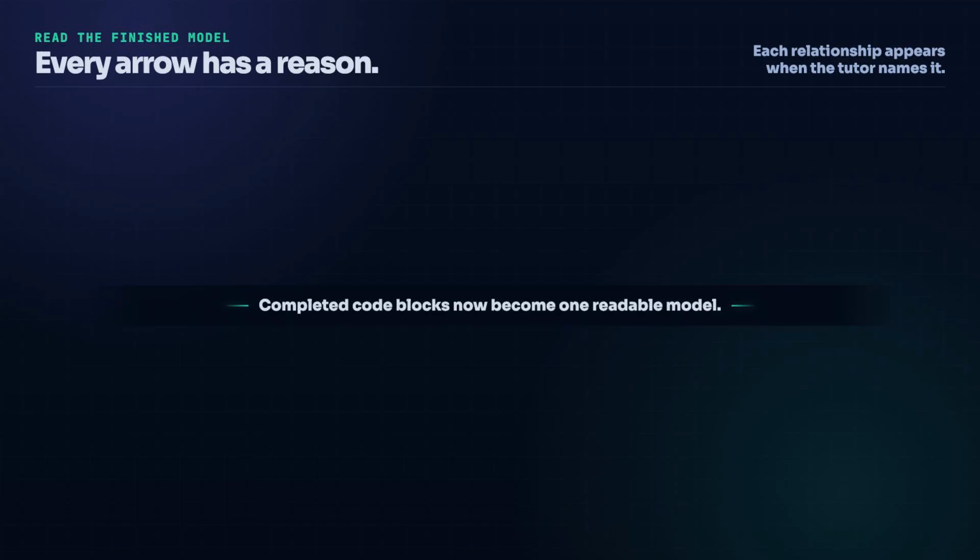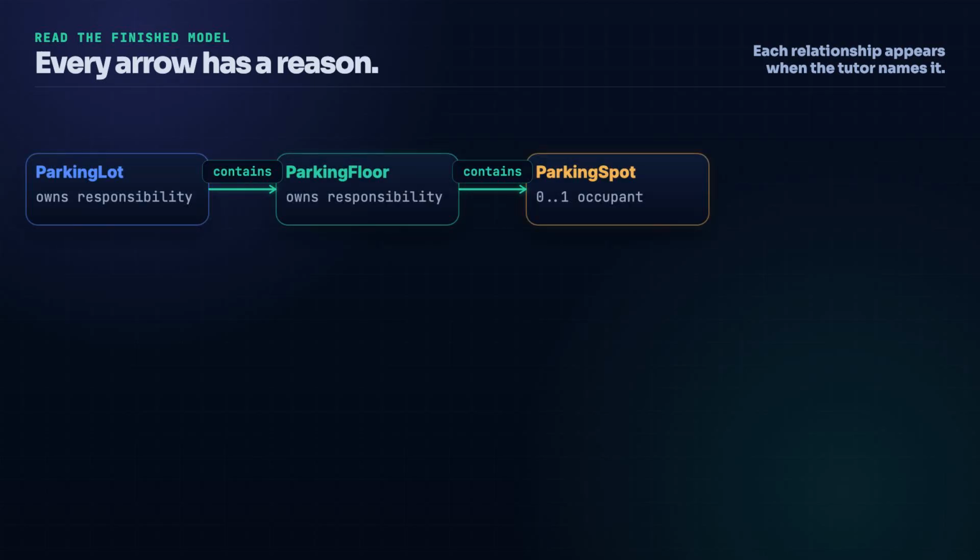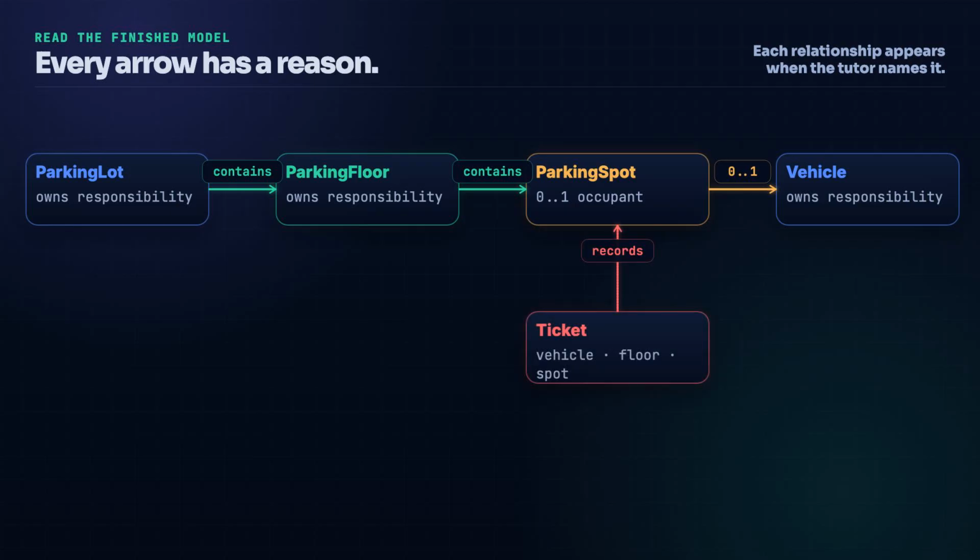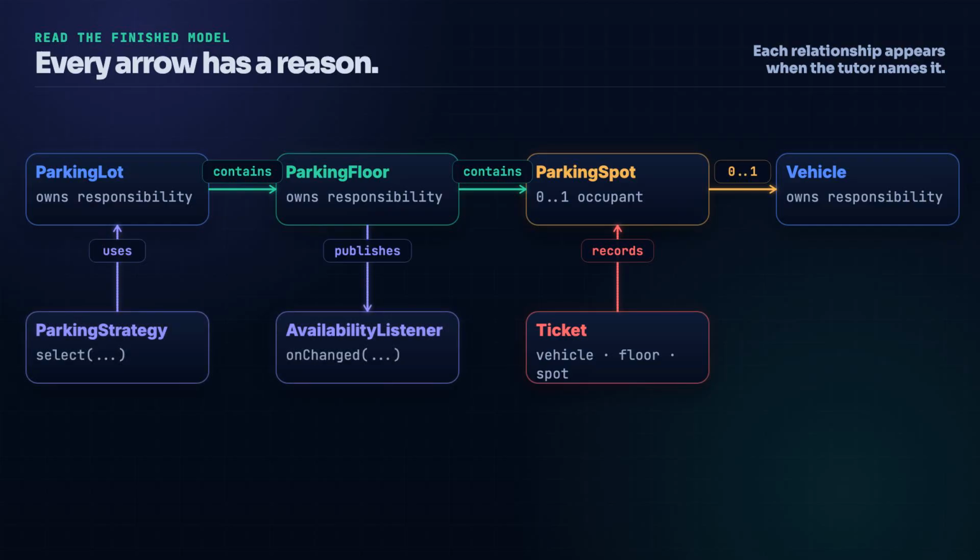Now the completed code blocks can become the class diagram. Parking lot contains floors and a floor contains spots. A spot may hold one vehicle. A ticket records the vehicle, floor and spot. Parking lot uses a parking strategy, while availability listeners stay outside the floor.